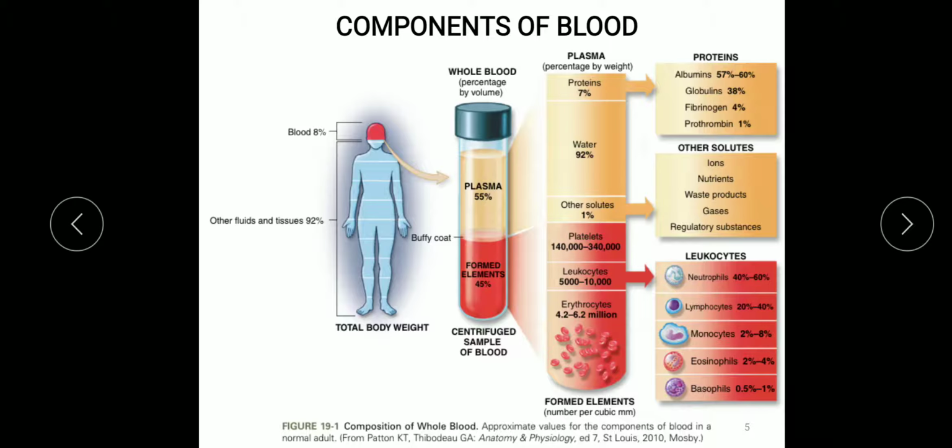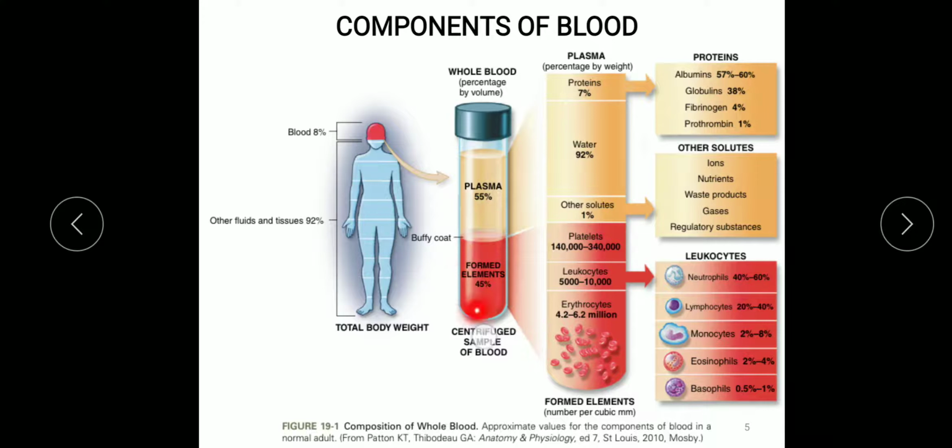Now, besides these proteins, there are other solutes in the plasma, which include ions or electrolytes, nutrients, regulatory substances such as enzymes and hormones, gases, and waste products such as urea, uric acid, creatinine, ammonia and bilirubin.